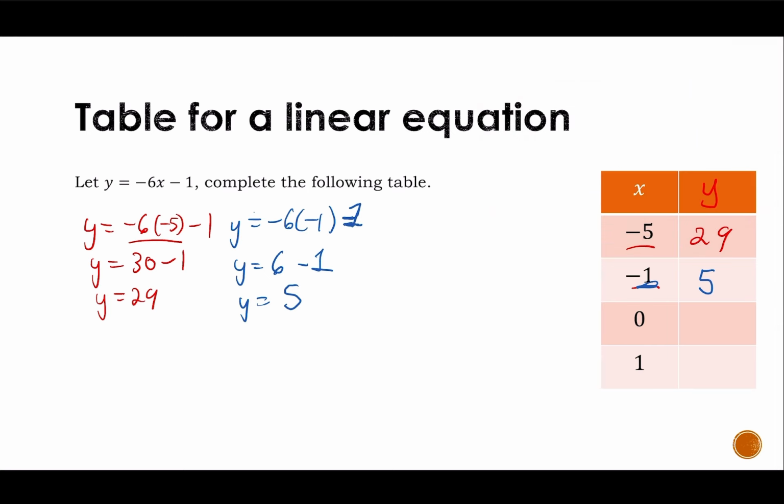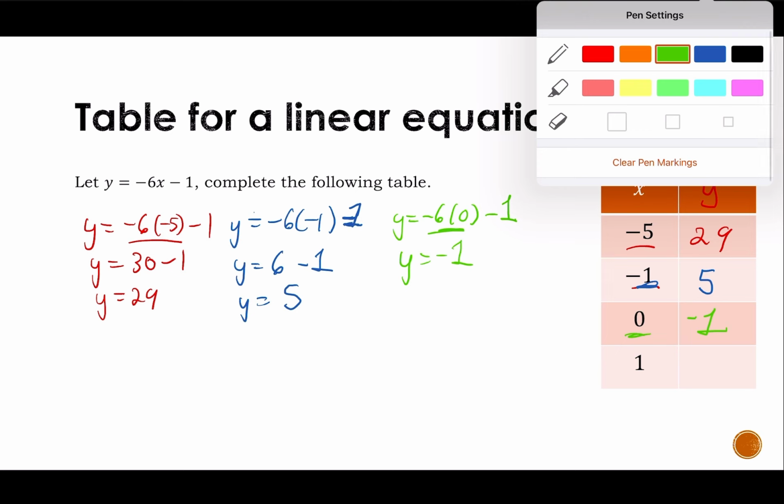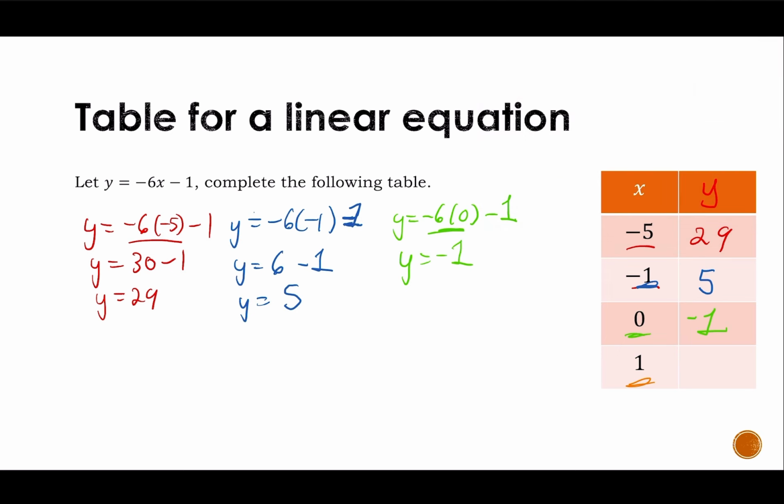Next, we have 0. Y is negative 6 times 0 minus 1. Negative 6 times 0 is just 0, so all I'm left with is minus 1. Then last, in orange, which is my favorite color, y equals negative 6 times 1 minus 1. Y equals negative 6 minus 1, so y is negative 7.